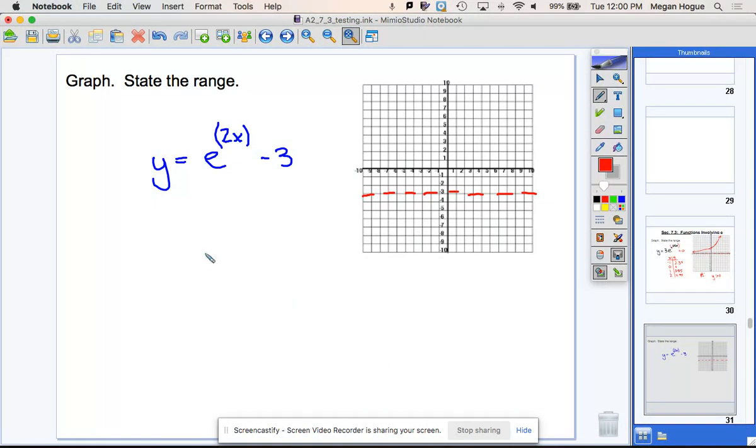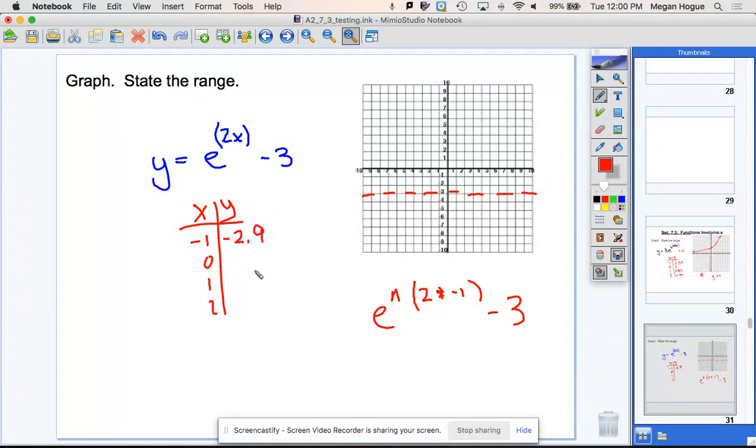It's just a little different plugging in with that e value. I'm still going to try -1, 0, 1, and 2. I'll just have you do the first one, the -1 value. When you plug in -1, you should be getting close to -2.9. And then I'll give you the rest of the values so we go a little bit quicker.